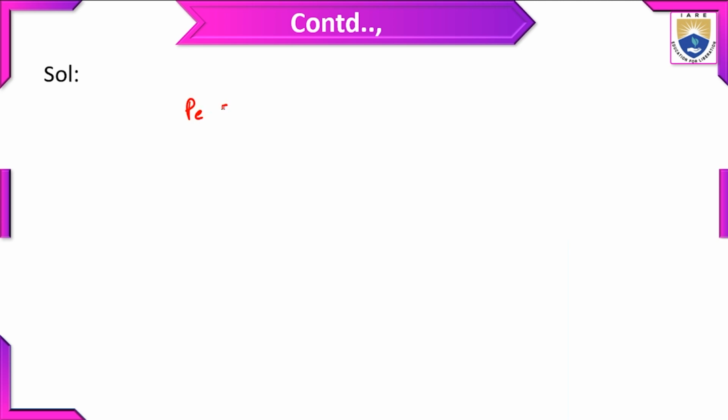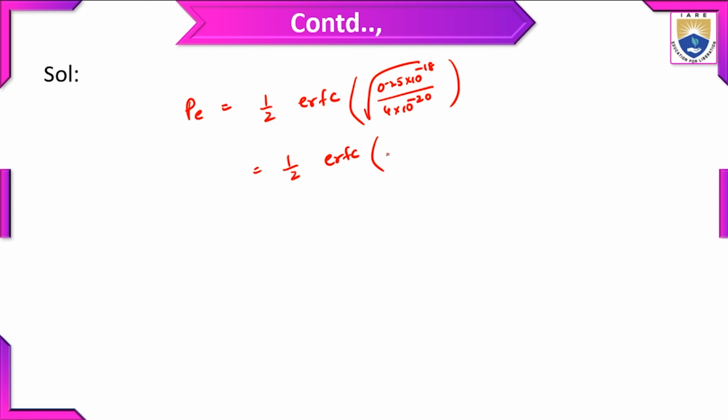So probability of error is equal to 1 by 2 ERFC of square root of 0.25 into 10 power minus 18 divided by 4 into 10 power minus 20. So 1 by 2 ERFC of square root of 6.25.